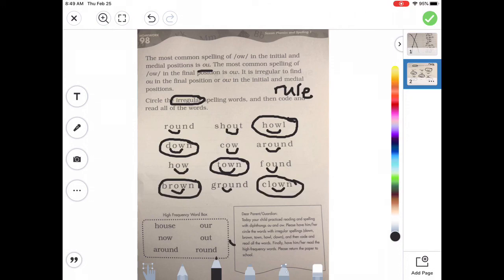So let's look at our rule breakers. I've got how, down, town, brown, clown. So a lot of these words have that n after it. That's a rule breaker. All right, you guys have done an awesome job.